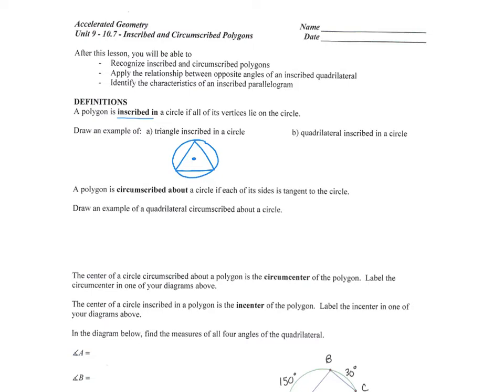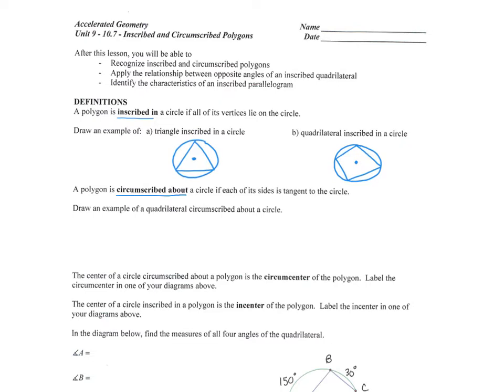If I want to draw a quadrilateral inscribed in a circle, again, I'll start with the circle, quadrilateral having 4 sides, so all 4 vertices will lie on the circle if the quadrilateral is inscribed in the circle. If a polygon is circumscribed about a circle, then each of the sides is tangent to the circle.